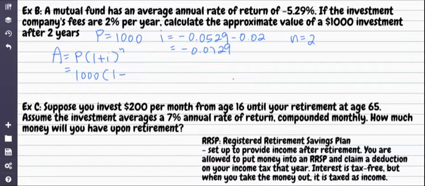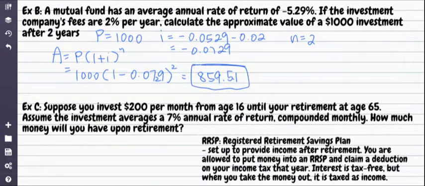When mine is 0.0729, oops, missed my 2, squared. And you type that into your calculator, you get $859.51. So you can see that we end up with less money than we started with because, of course, we're losing money. So that's how that works, okay?